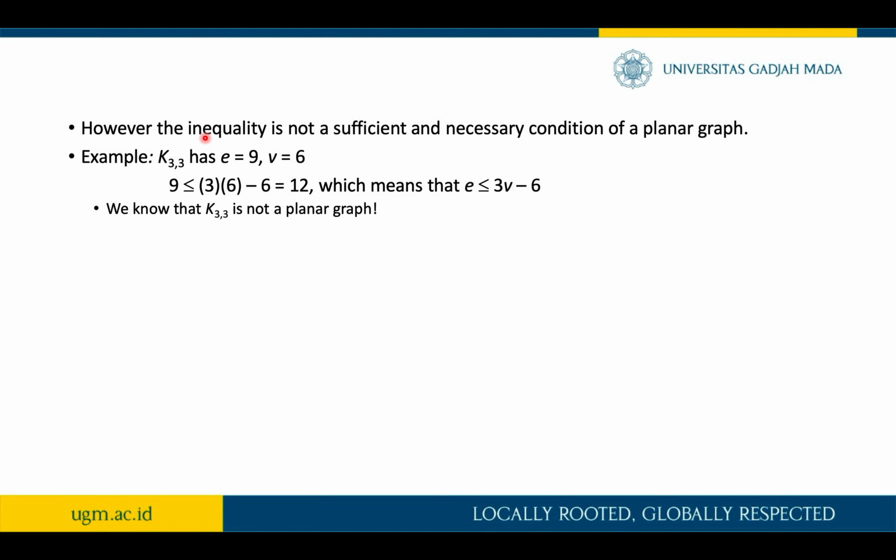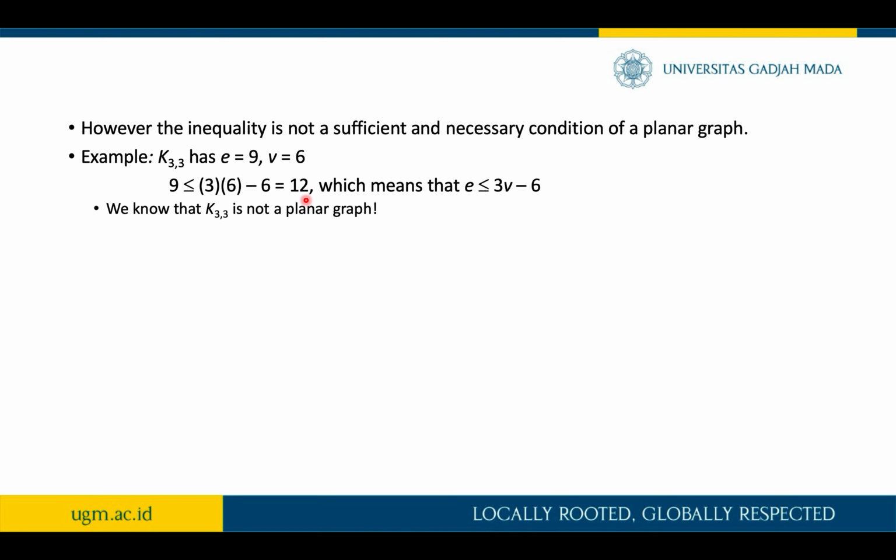As I already mentioned before, Euler's inequality is not a sufficient and necessary condition of a planar graph. We have here, for example, K33, a bipartite graph with 6 vertices. The number of edges is 9, and the number of vertices is 6. So in this case, 9 is less than or equal to 3 times 6 minus 6, which is 12. So 9 is less than or equal to 12.